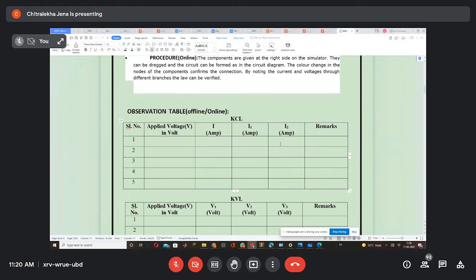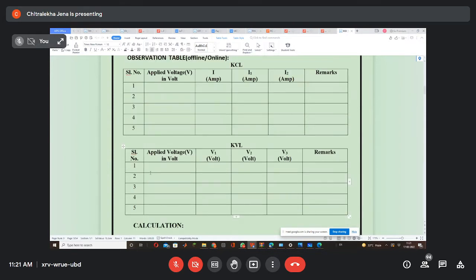Because the conductors you are using are not pure conductors, practically you will have some loss. I may not be equal to I1 plus I2, but there will not be a large variation. Plus or minus 10% is acceptable. So in the remark, you will write I is nearly equal to I1 plus I2. If you are actually not getting the value, you will not write I is equal to I1 plus I2; I is nearly equal to I1 plus I2.